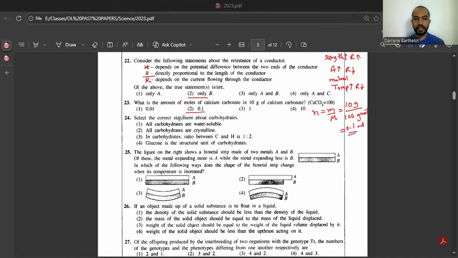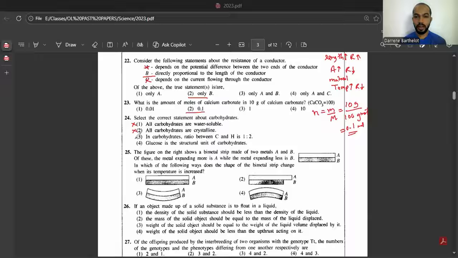24. Select the correct statement about carbohydrates. All carbohydrates are water soluble? No. Why? Polysaccharides are not water soluble. Then answer number 2. All carbohydrates are crystalline in nature? No. Here also the exception is polysaccharide. Polysaccharides are water insoluble and they are not crystalline substances.